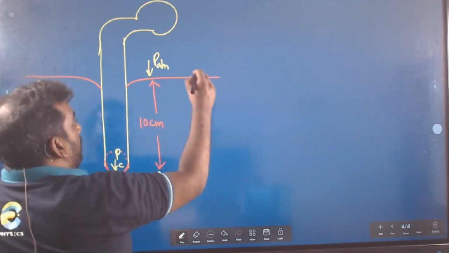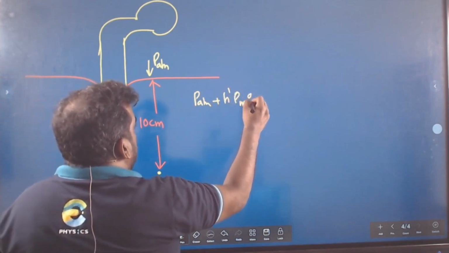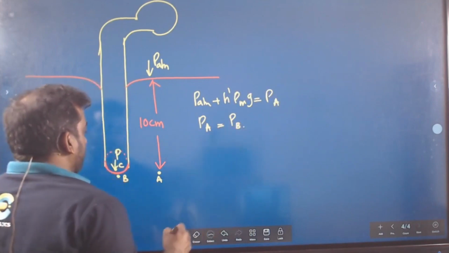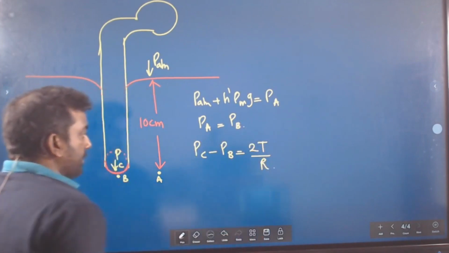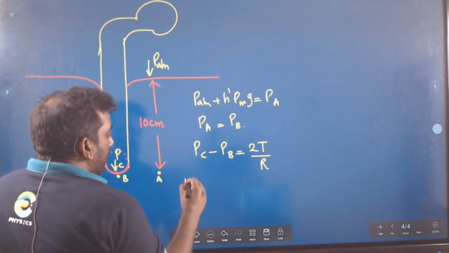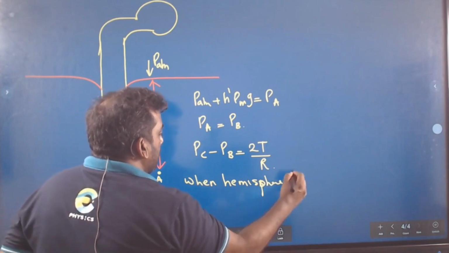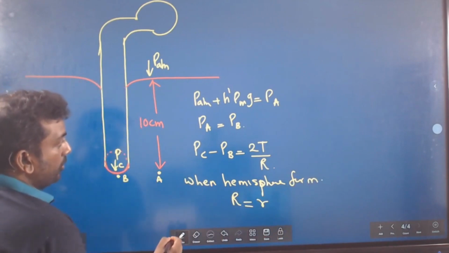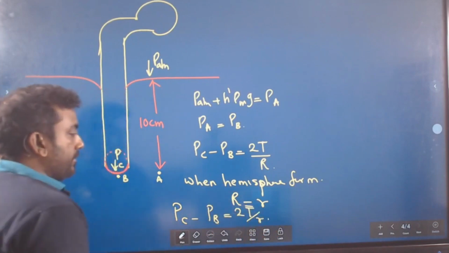So radius of bubble equals radius of tube. You can write P atm plus h dash rho g is equal to pressure at A. Pressure at A is equal to pressure at B. PC minus PB equals 2T over radius of bubble. Remember, hemisphere forming means angle of contact is 0. When hemisphere forms, radius of bubble equals radius of tube. So PC minus PB is 2T over R.